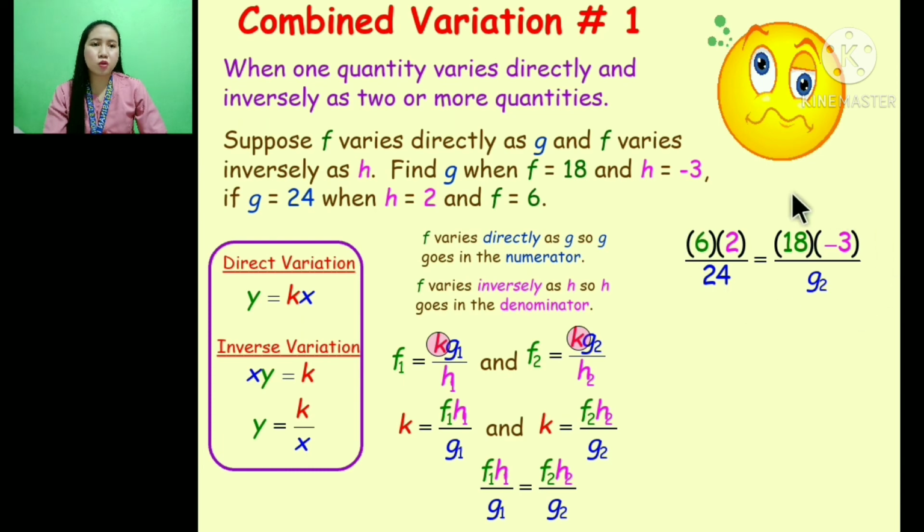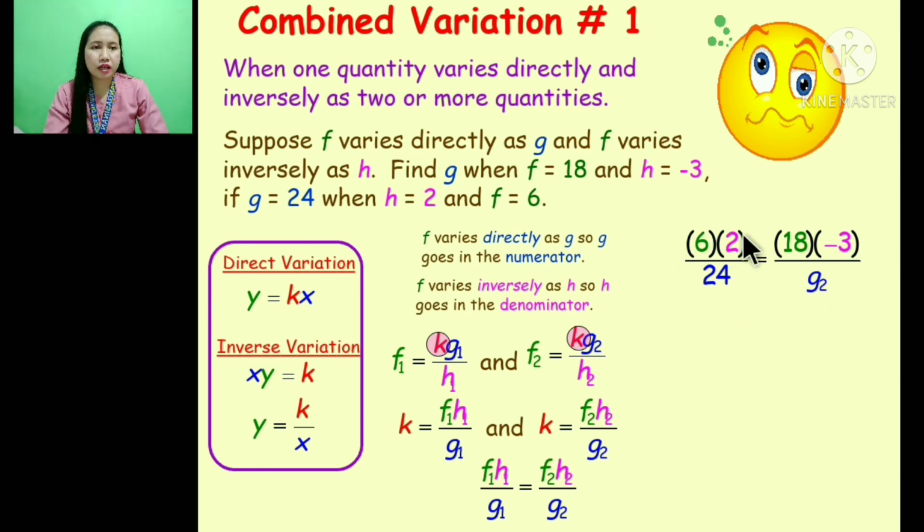So we're going to now substitute the following equations by using the givens. So we have the f sub 1, which is 6, h sub 1, which is 2, g sub 1 is 24. So we have here in the last statement. And the other one, we have f sub 2, which is 18, and then h sub 2 is negative 3. And we're going to find the g sub 2. So as you can see here, find g.